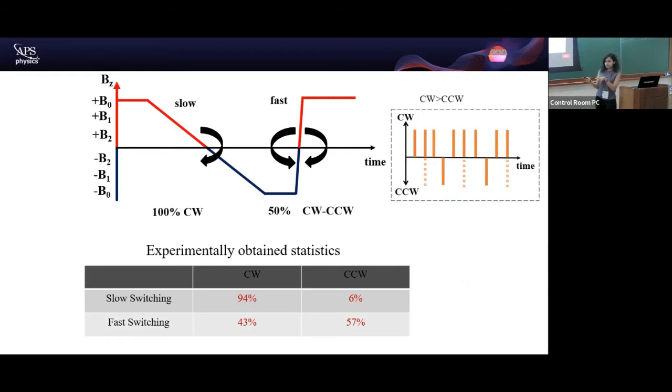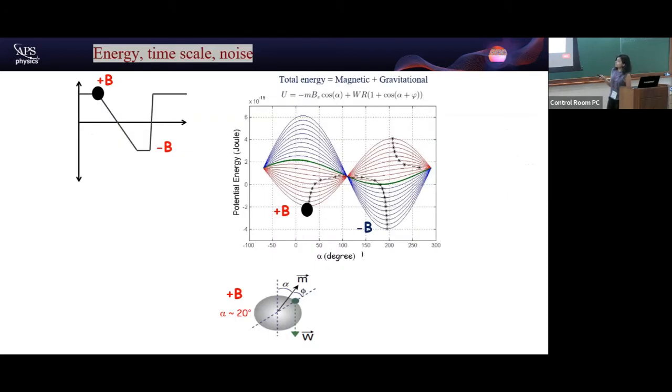When we saw that this happened in experiments, and we also cross-correlated it with our numerically predicted graphs, we were confused: why is it happening? Why does this time scale matter? Then we went to the energetics of the system. If you see this plot, we have plotted the energy diagram for a single swimmer, when it is trying to go from plus B to minus B.